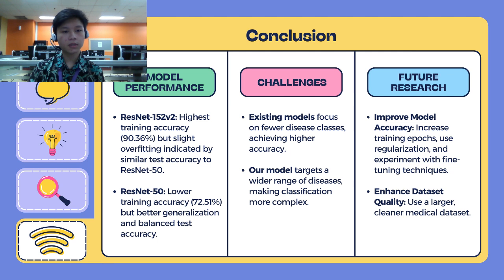So our conclusion upon seeing the result of our experiment, ResNet 152 version 2 has the highest training accuracy but has a slight overfitting. ResNet 50 has a lower training accuracy but better generalization and balanced test accuracy, which makes ResNet 50 the best model to train our dataset. Existing models out there achieve higher accuracy because they focus on fewer disease classes, but our model targets a wider range of diseases, making classification more complex.